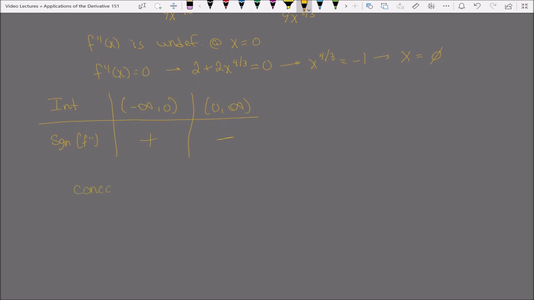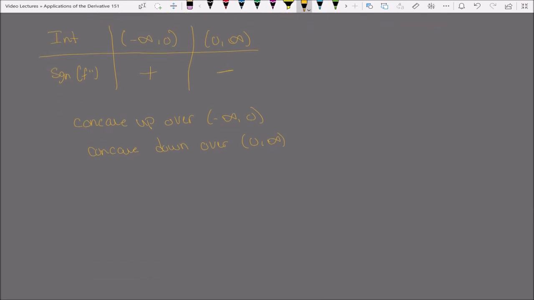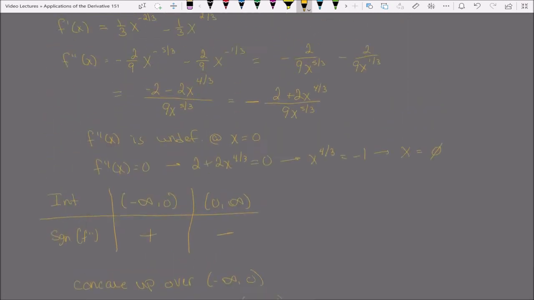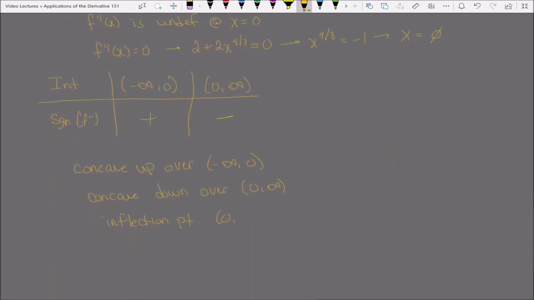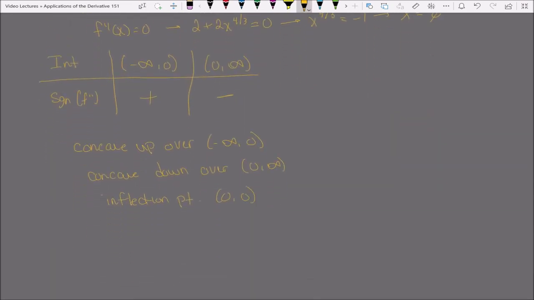So we are concave up over negative infinity to 0. We are concave down over 0 to infinity. And we have an inflection point at the point 0, and we plug 0 back in, we get 0.